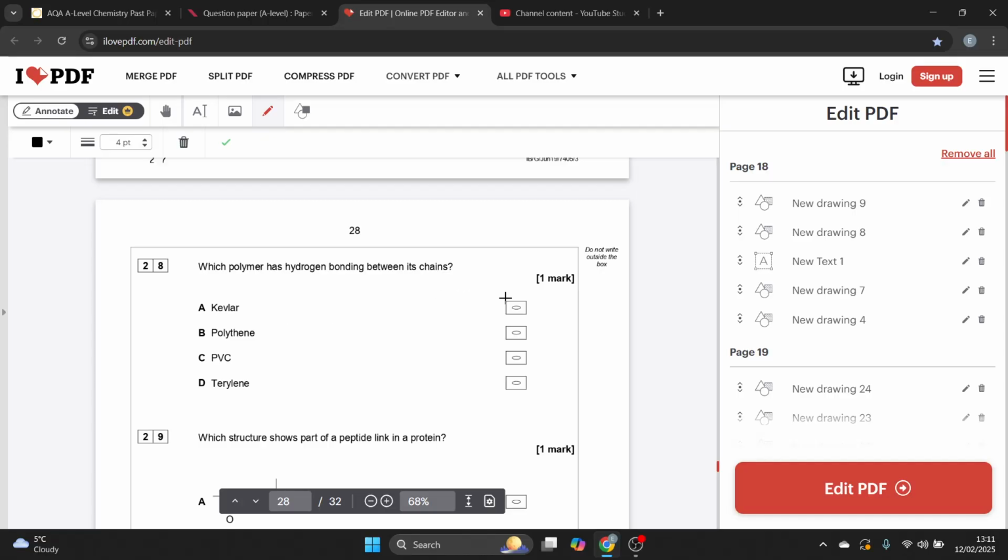Which polymer has hydrogen bonding between its chains? Kevlar. You just need to know this off by heart.